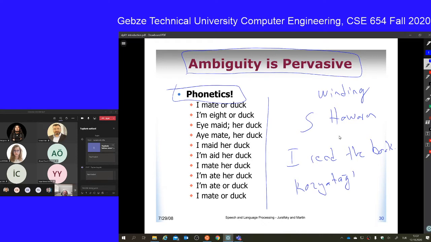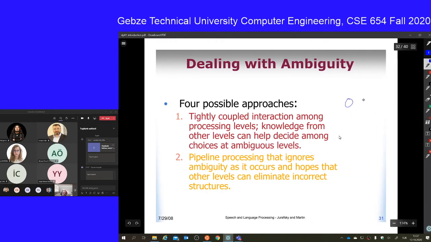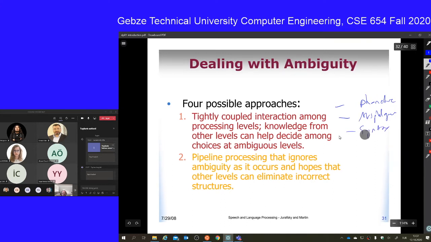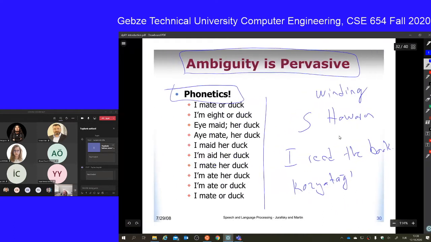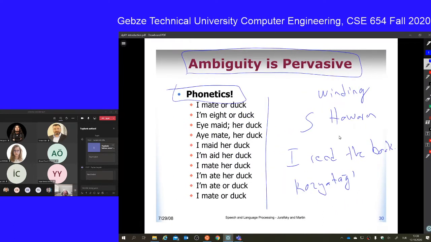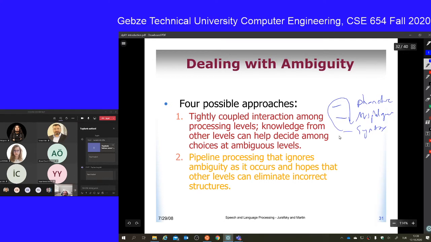So let's say I do my phonetic analysis, and then morphological analysis, then syntax analysis. After I do my syntax analysis, maybe a tightly coupled loop between these three levels will tell me that most of these sentences don't make any sense. Either they are not real words, or these words cannot come after each other, because syntactically it doesn't make any sense. So this is one way of dealing with the ambiguity problem.